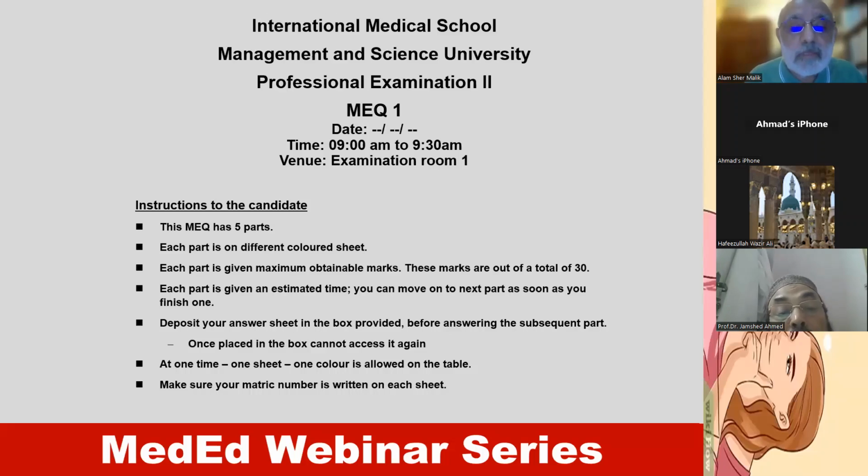At one time, the student can have only one sheet and one color is allowed on the table. And that's how these different colors help us, that from a distance, the invigilator can see if a student has more than 2 colors on the table. And make sure your metric number is written on each sheet. So this is the example of instructions given to students for attempting a modified essay question.